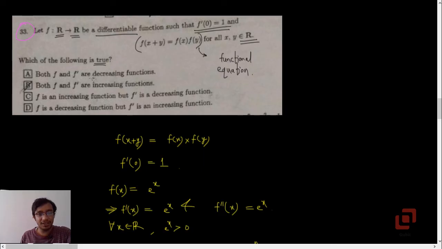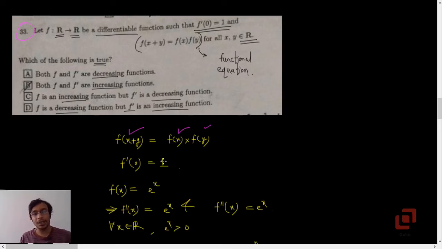Both f and f dash are decreasing, both f and f dash are increasing, f is an increasing function but f dash is a decreasing function, f is decreasing but f prime or f dash is increasing. Now this particular question can be solved by considering a special case. Alright, now when do you have multiplication on one side and addition on the other side? In exponents and in logarithms.